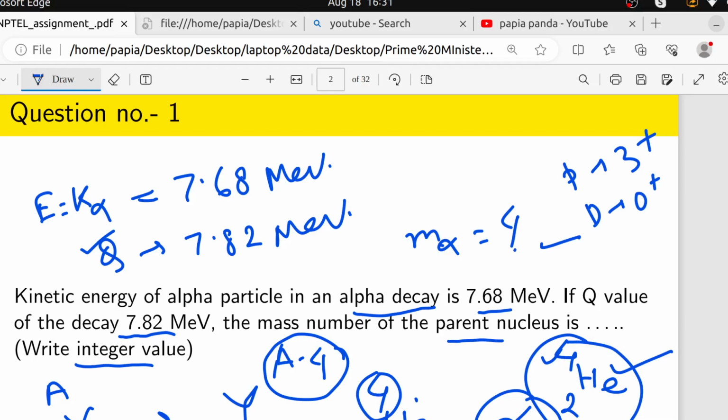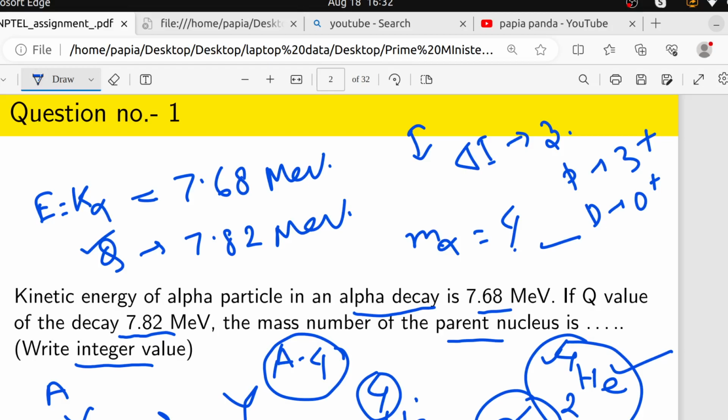Ma'am, in the options we are given allowed Fermi, forbidden Fermi, allowed Gamow-Teller, forbidden Gamow-Teller. So which option do we have to mark? Because your delta I is 3 and there is no change in parity. If delta I equals 3, obviously there should not be any option among these 4 options. But I have to check.